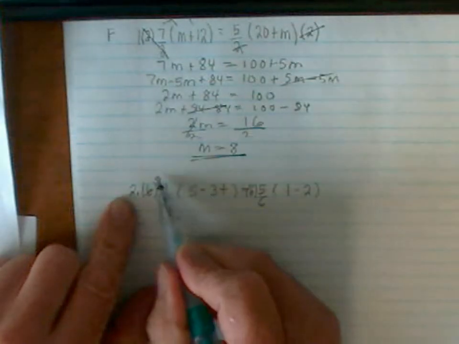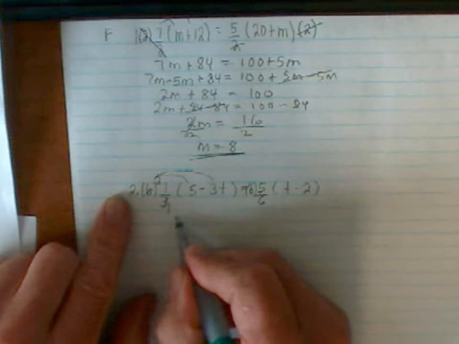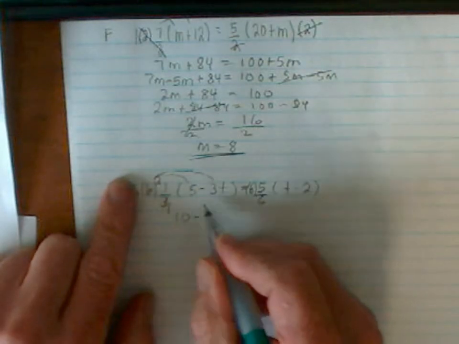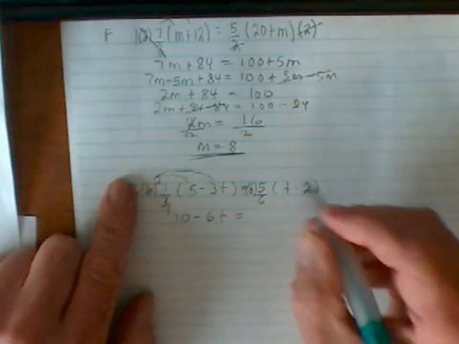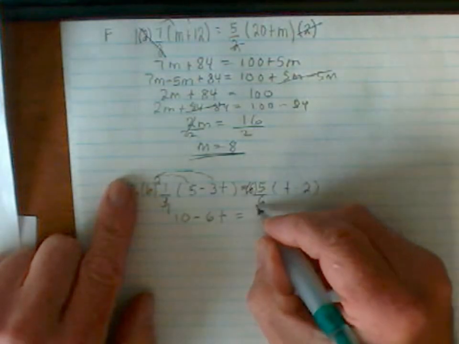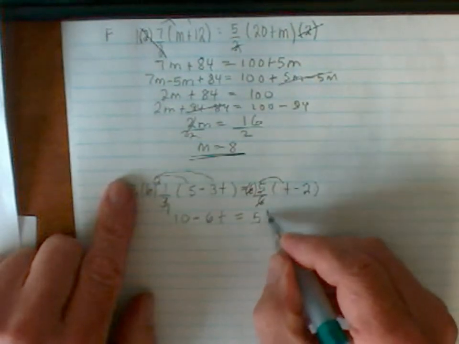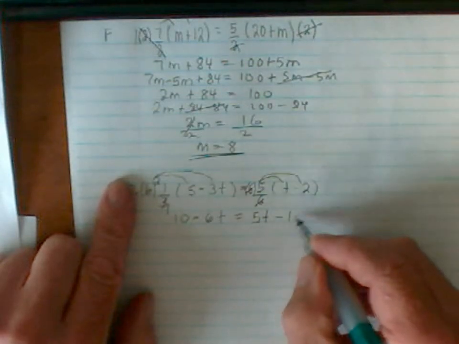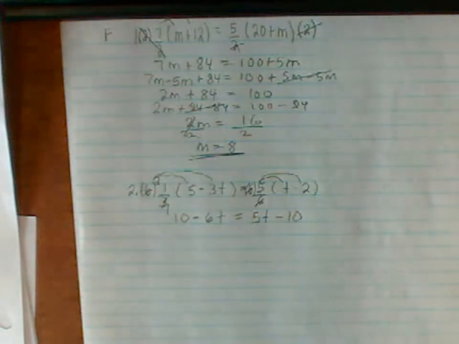So now we're going to multiply that 2 by each term. So that'll be 10. 2 times 5 is 10, minus 6t. That will cancel. 5 times t is 5t, minus 5 times negative 2. Yeah, that looks a lot easier, right? These are the things that we've been dealing with.